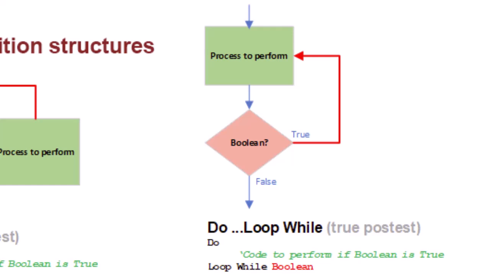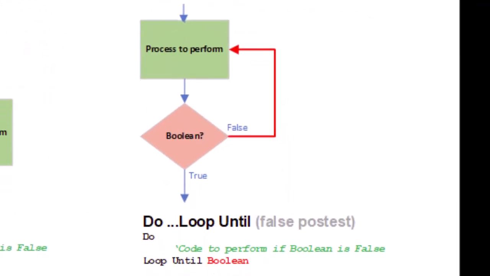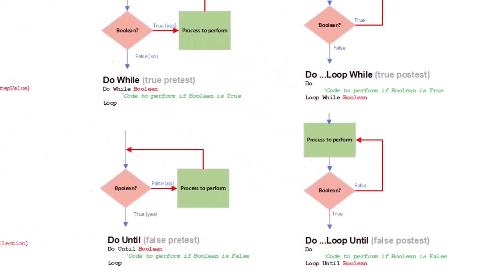So we have a do loop while in which we perform the process and then we check the condition. And as long as the condition is true, we'll keep going back and repeating that process. Same with the do loop until. We'll do the process, and as long as that condition is false, we'll keep repeating that process until the condition becomes true. This is called a post-test evaluation.